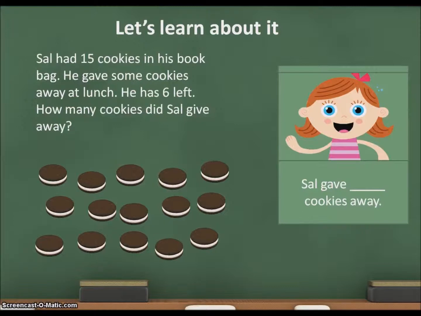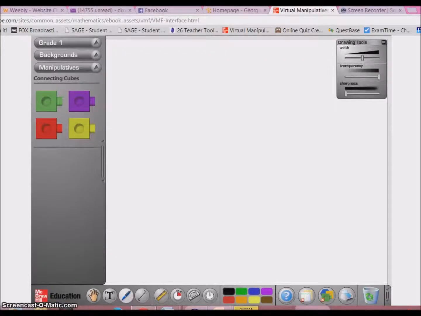First, we know that Sal had 15 cookies. Then, he gave some away, which is the number we're looking for. Last, we read that he had 6 cookies left. How can we correctly model this problem? Well, let's start with the easy part. We know he started out with 15 cookies.